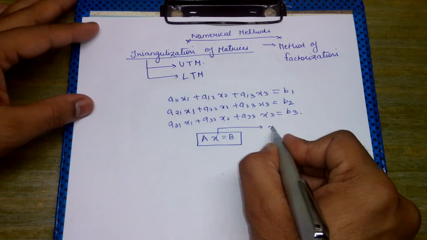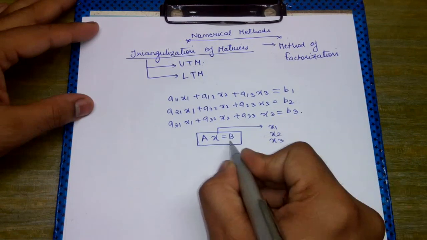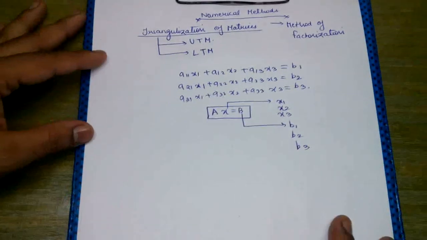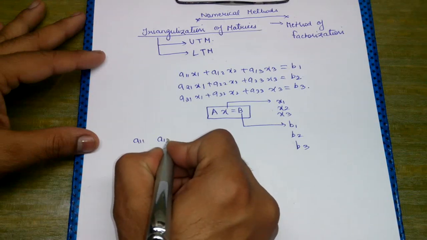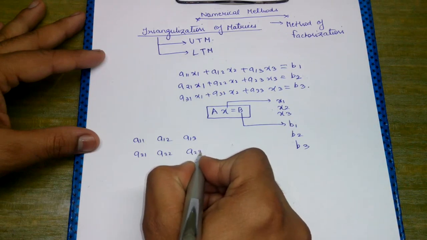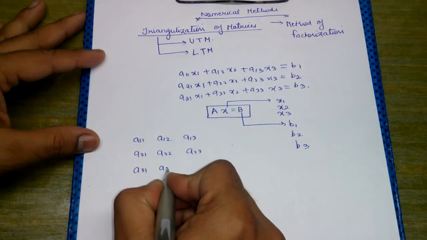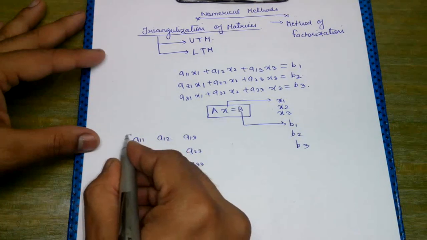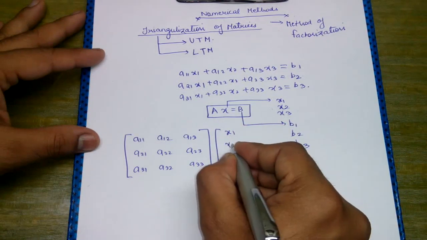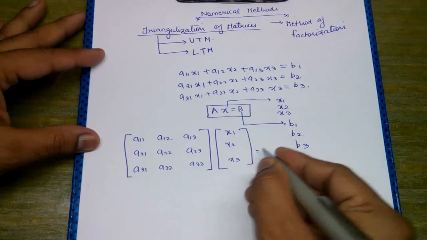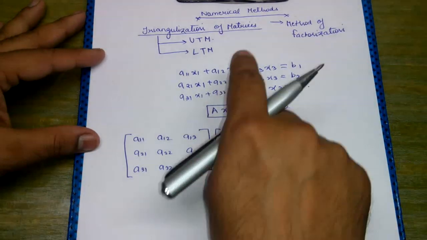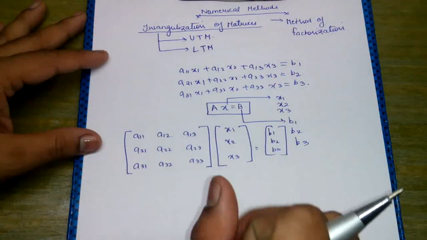where X is nothing but X1, X2, X3, B is B1, B2, B3, or if I write it in the matrix form, I have A11, A12, A13, A21, A22, A23, A31, A32, A33, then x1, x2, x3, this is equals to b1, b2, b3. So this is actually the representation of the above equation in the matrix form.